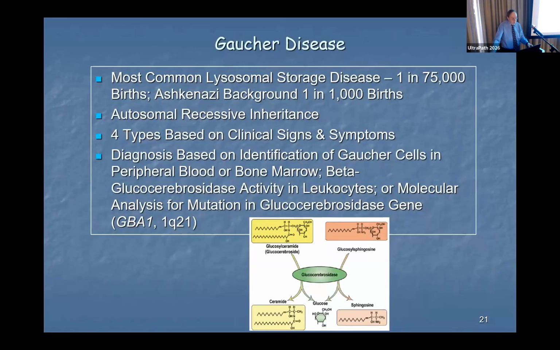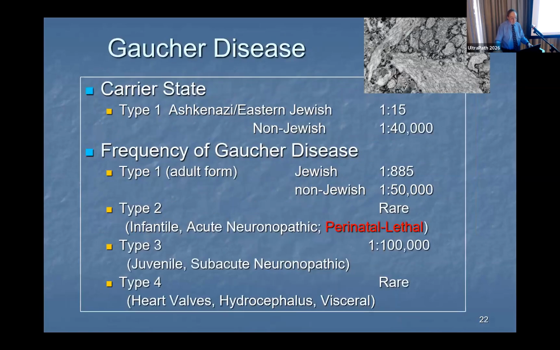So Gaucher's disease is a lysosomal storage disease. It's the most common. It's one in about 75,000. In Ashkenazi Jewish background, it's about 1 in 1,000 births. It's also recessive inheritance. There are 4 types based on clinical signs and symptoms, and the diagnosis can be based upon identifying Gaucher cells in peripheral blood and bone marrow, and also by looking at glucocerebrosidase activity in leukocytes, or you can do molecular analysis, which oftentimes is done as well.